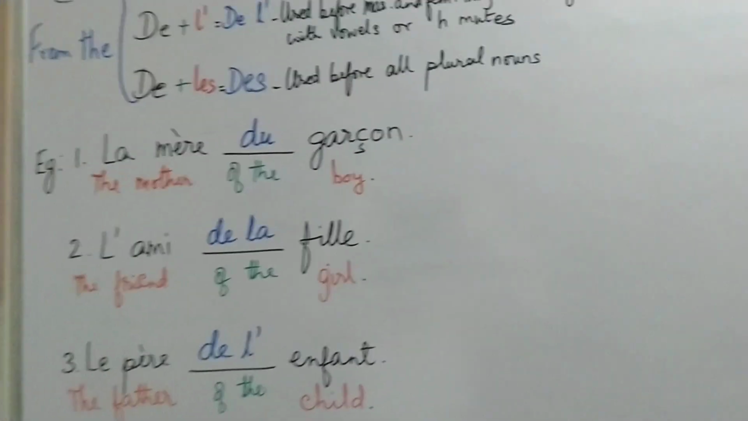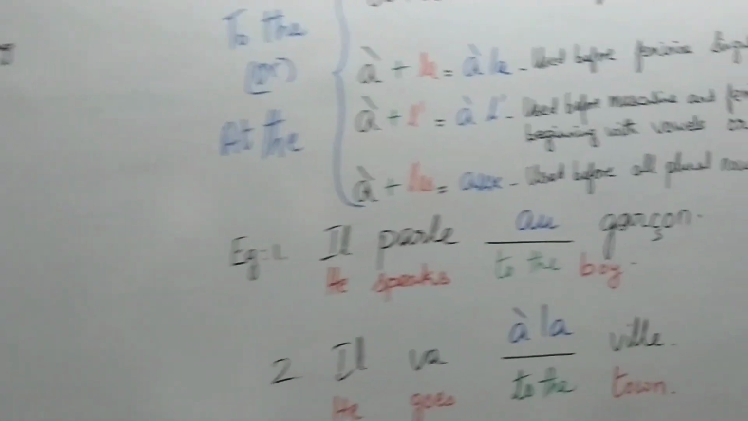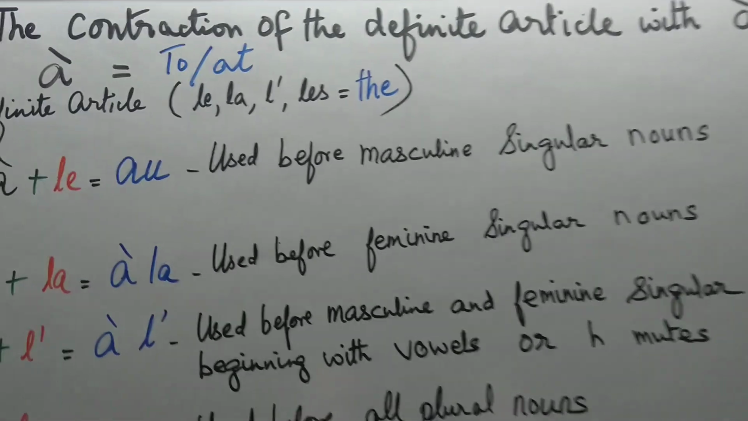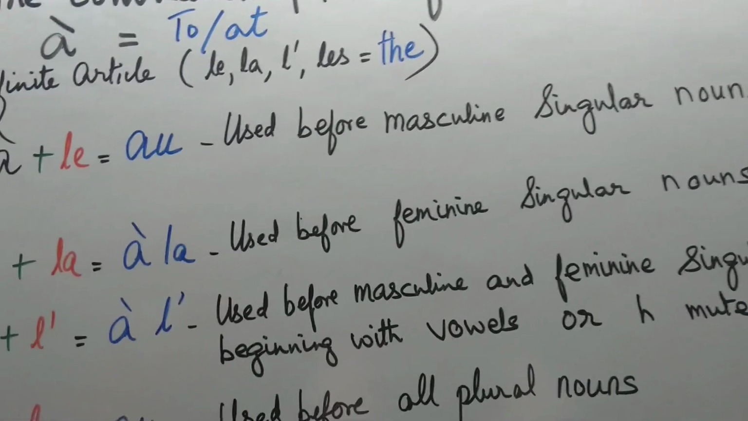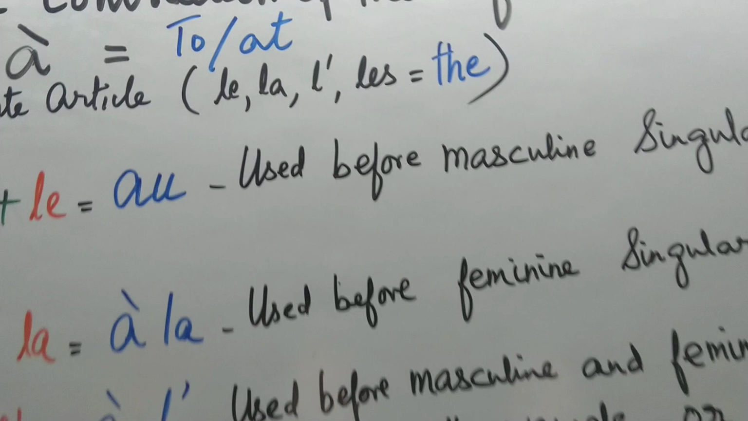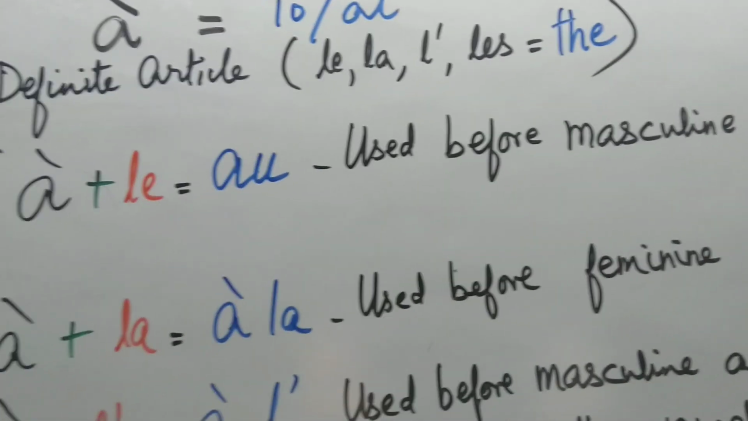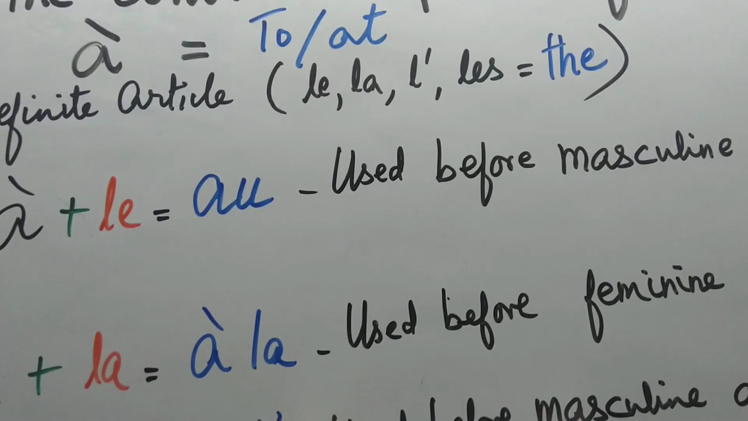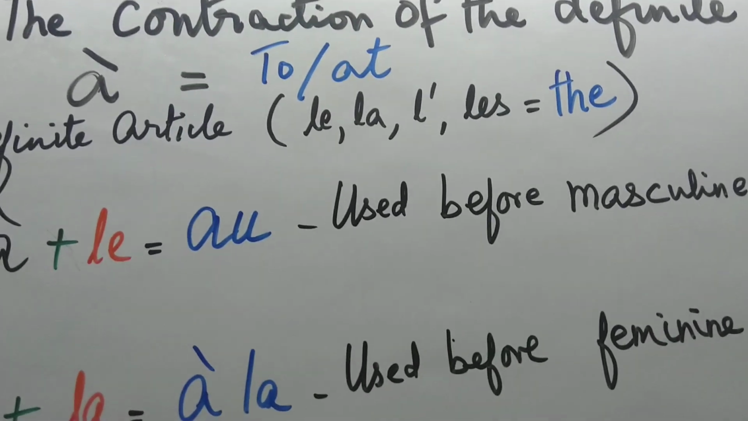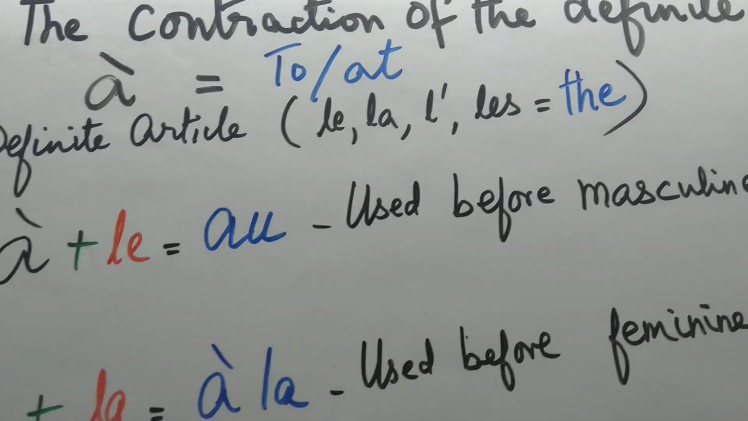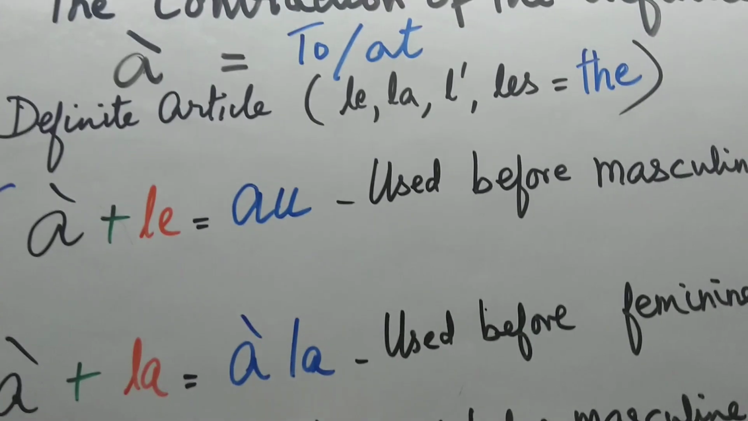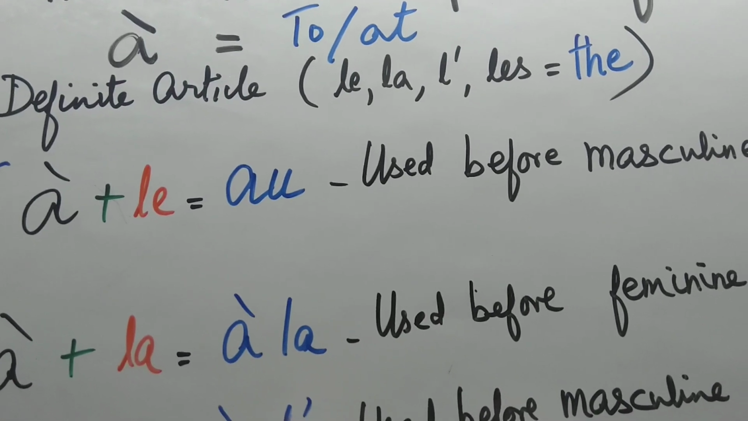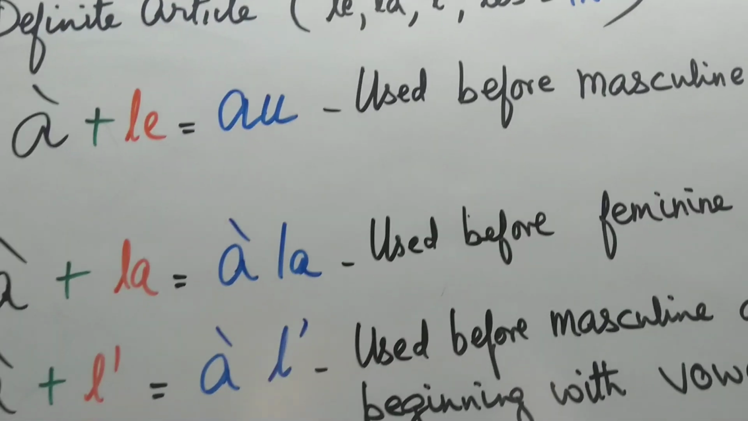The second contraction of the definite article is the contraction with à. Now what does à mean? À means to or at. And the definite article means the. So when à and any one form of the definite article are joined together, it would mean to the or at the. I think you already know the forms of the definite article: le, la, l apostrophe and les, and all these four forms mean the. Now let's see where they are used.